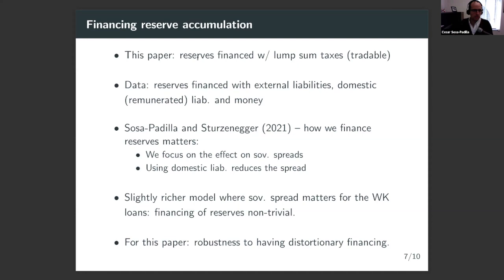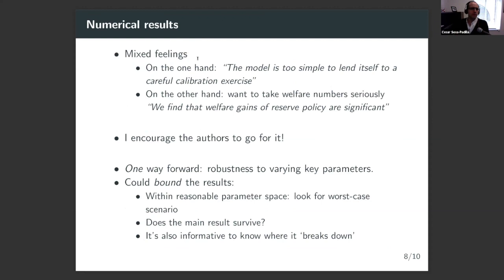The second comment, which is probably going to be the last one, is that I have some mixed feelings about the numerical exercises. On the one hand, the paper has a line that says the model is too simple to lend itself to a careful calibration exercise, which I agree with in a sense, I understand the spirit of the comment. But on the other hand, we, meaning the authors and I, want to take the welfare number seriously. Okay, so I see the author saying we find the welfare gains to be significant, so it means that they want to take the number seriously, and I agree with that. So I see the paper as in this middle ground of using the numerical results, but not being super careful with the calibration.